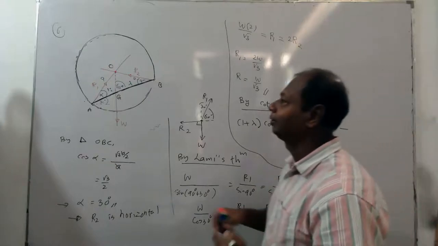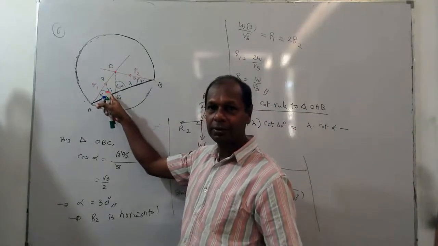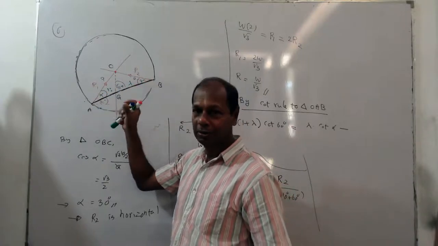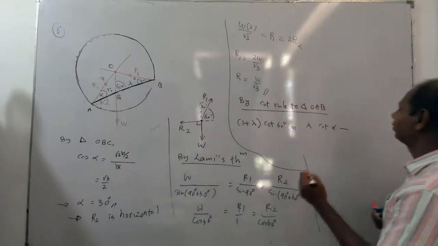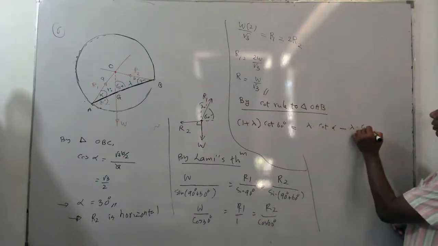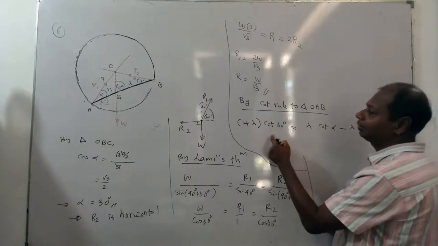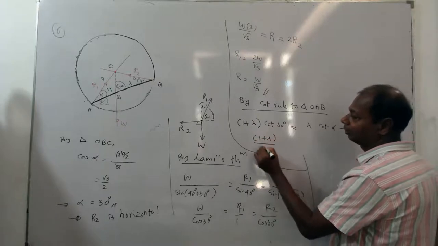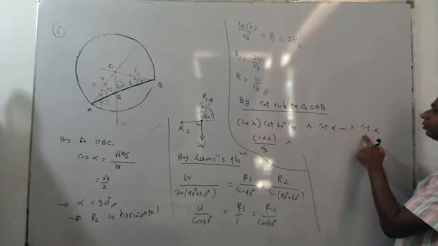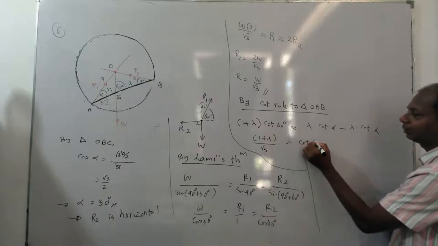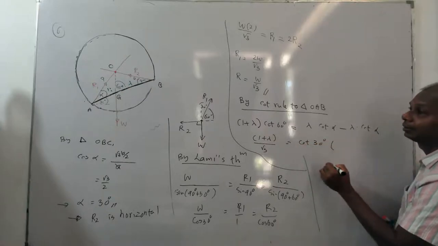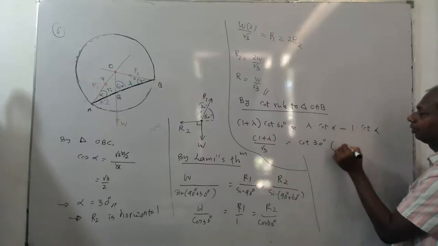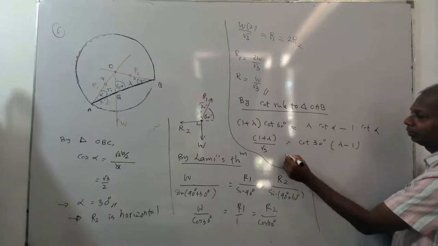Minus, then you put the other side again, ratio 1 into cot alpha. Here it is the same angle alpha, right? Alpha and alpha for this particular problem. Minus 1 into cot alpha. Cot 60 is 1 over root 3. Actually, cot alpha is common. Cot alpha is cot 30, right? Alpha is 30 degrees. It is common into (lambda minus 1).